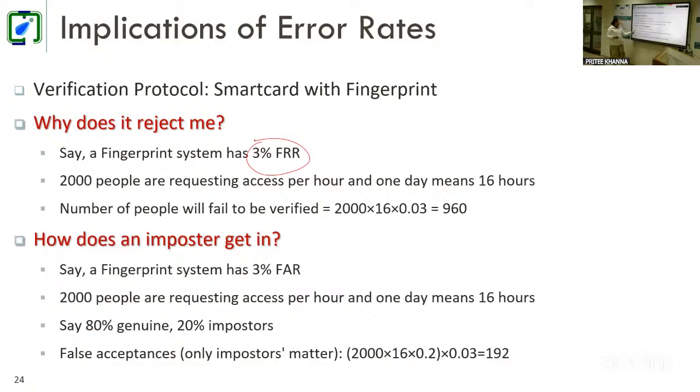Similarly, if you are going to say that with the same data, okay, 2,000 people are there and 16 hours a day, but here, let us say 80% are genuine and 20% are imposters. Out of those 20%, what is happening? These 192, they are going to be falsely accepted. Right? So just understand the concept.